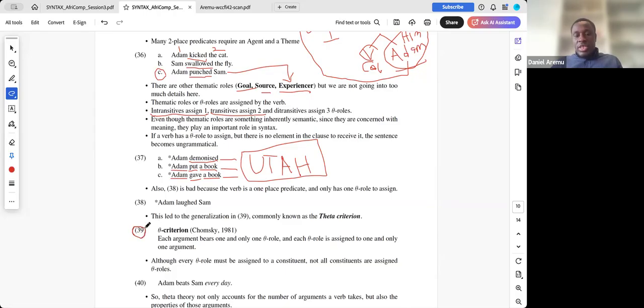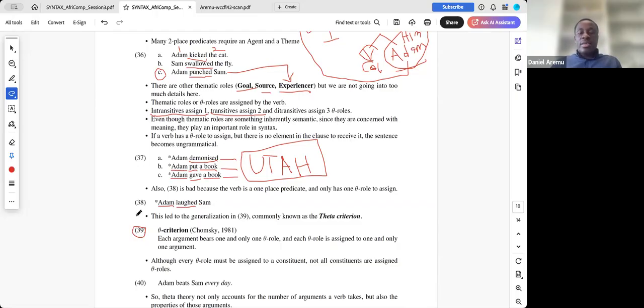So before I go to 39, what 38 shows is just similar to what we saw in 37, but in 38, it is bad because the verb is having more arguments than required. We know that laugh is just a one-place predicate, and the theta role that it takes is an agent. So Adam laughed. Simple. You cannot say Adam laughed Sam. No, Adam laughed. One-place predicate. And so this is ungrammatical because this verb has just one theta role, but then we're having two arguments.